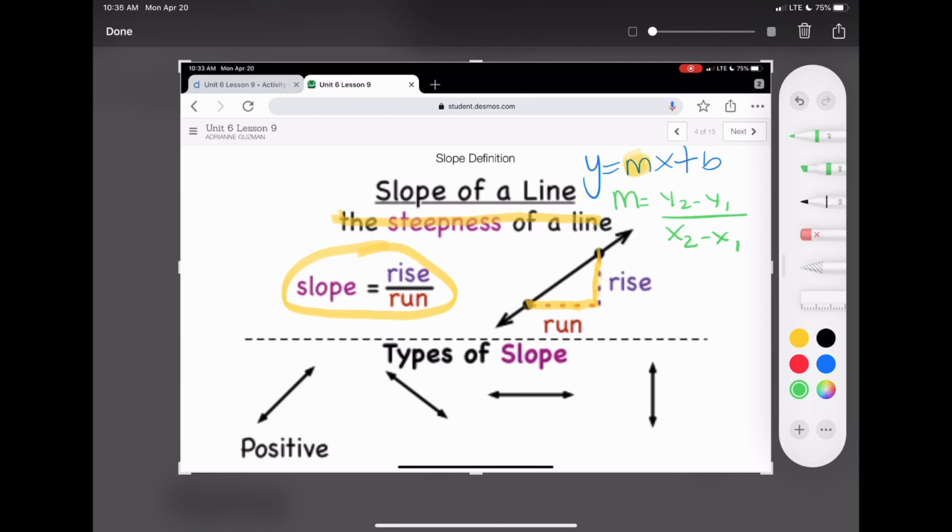Now, what is y2, y1, x2, x1? You always need some sort of coordinate points, an x and a y, but you need 2 of them. Doesn't matter what it is. But in this case, I'm going to call these x1 and x2. And whatever numbers are here, I would substitute that into this equation.